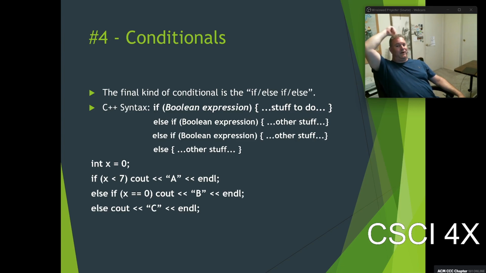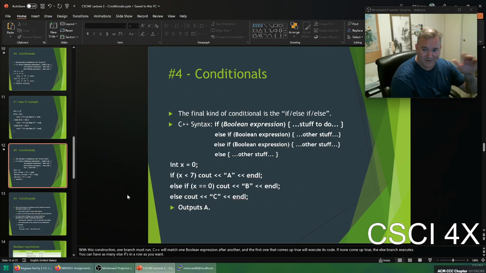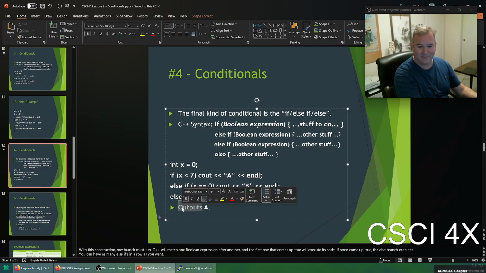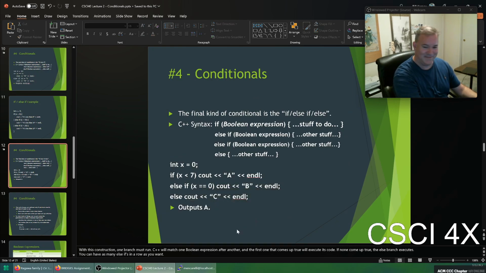Are you sure? How confident are you that this code will compile and run the way you think it is, Luke? Nathan has a vote for B because x is 0. Anyone want to take C? 100% confident. All right. Are you willing to bet your entire letter grade in the class that this code will compile and run properly and print out A? Smart man. All right.